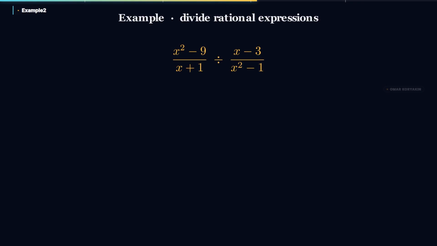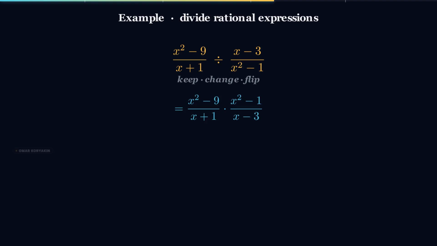Divide x squared minus 9 over x plus 1 by x minus 3 over x squared minus 1. Division is the only operation that needs an extra preliminary step. Keep, change, flip. Keep the first expression unchanged. Change the division sign to multiplication. Flip the second expression upside down. The problem becomes x squared minus 9 over x plus 1 multiplied by x squared minus 1 over x minus 3. Now it is a multiplication problem and the rest of the procedure applies.